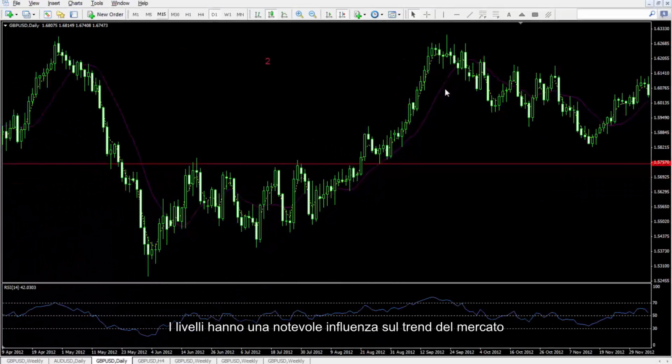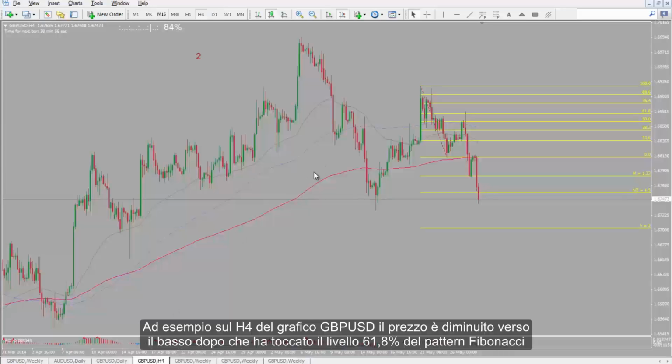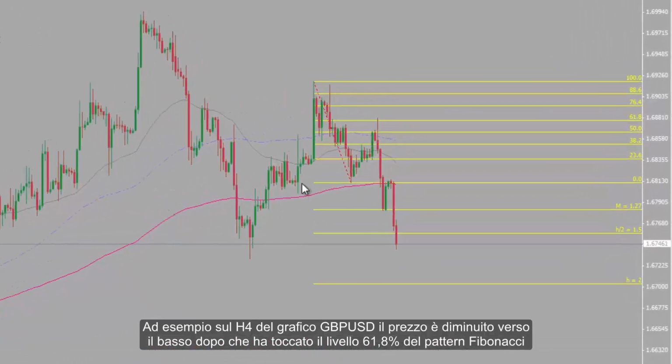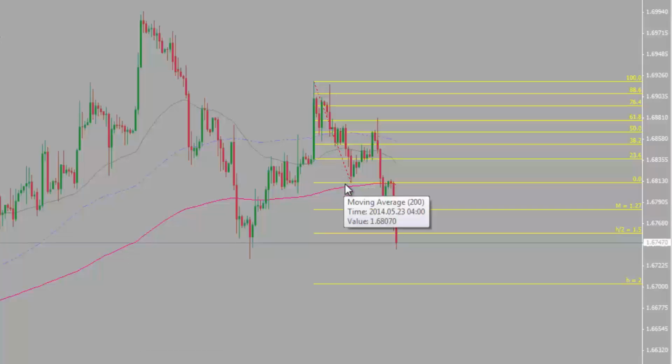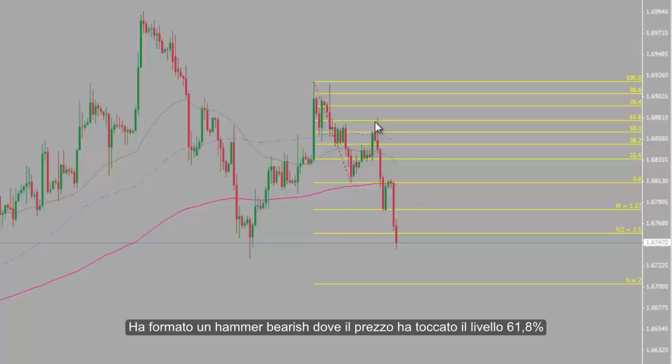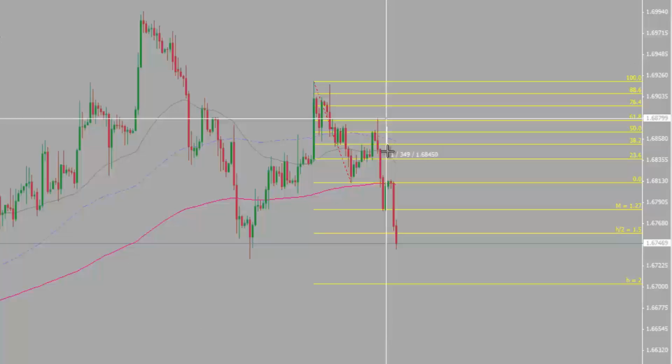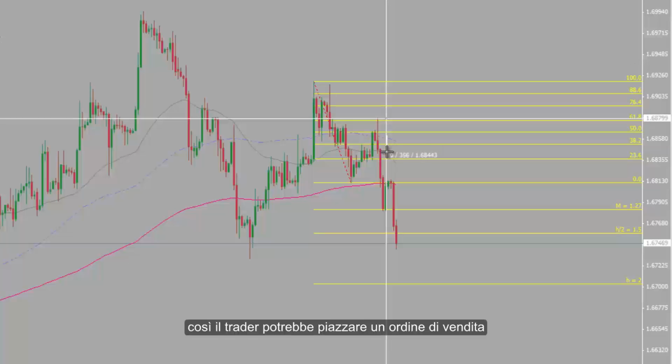Levels have considerable influence on market trends. For example, on the H4 British pound against US dollar chart, the price has declined towards the bottom after it had touched the level 61.8% of a Fibonacci pattern. A bearish hammer has formed where the price touched the level 61.8%. Thus, a trader could place a sell order.